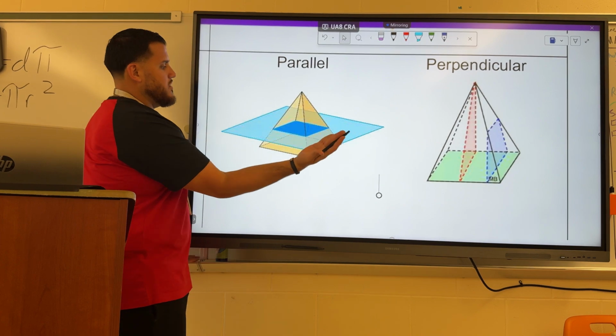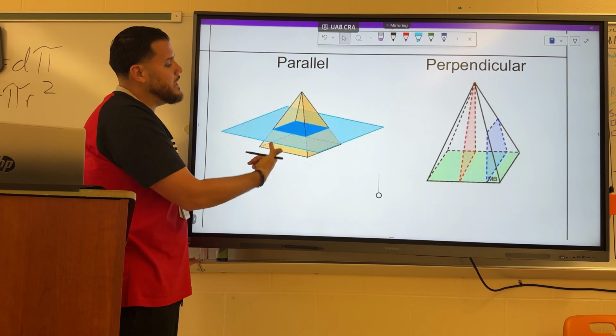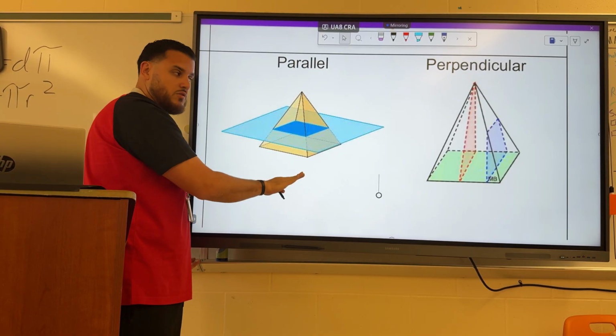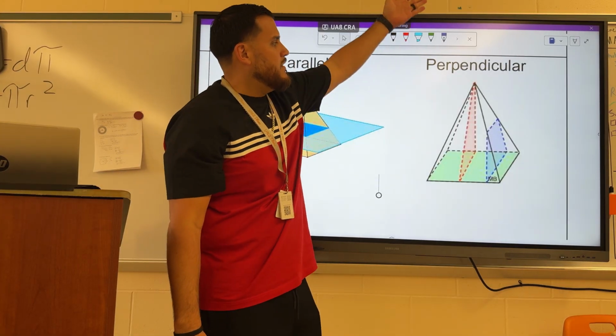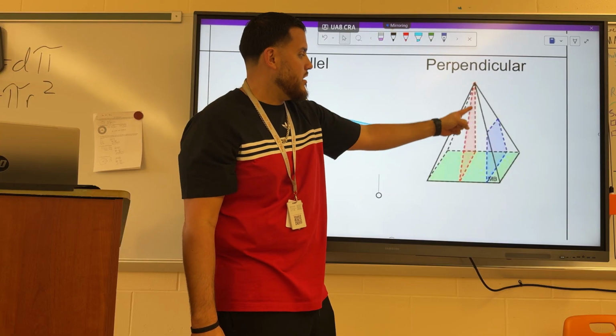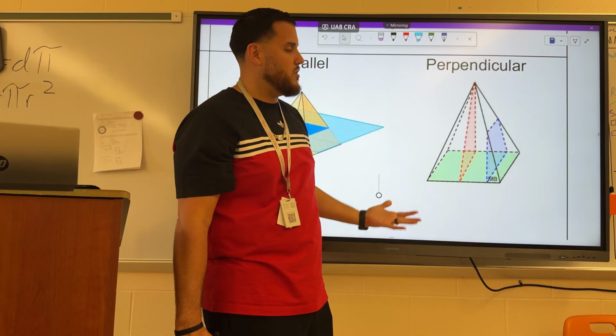We have a cross section that is parallel to the base. We could assume this is a square pyramid. So the cross section would also be a square, the same shape as the base. And as we look at the red dotted here, that could represent a perpendicular plane going through the pyramid. That cross section would be the same shape as the face. The face of any pyramid would be a triangle.